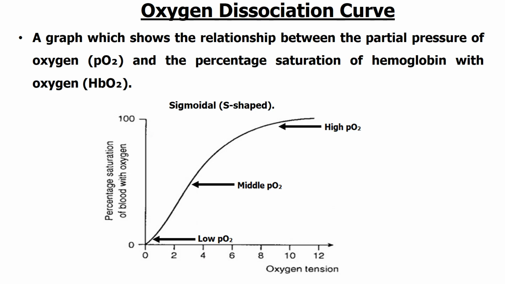Oxygen dissociation curve. This is defined as a graph which shows the relationship between the partial pressure of oxygen and the percentage saturation of hemoglobin with oxygen. Now, if you look at the graph before you, one axis is oxygen tension. You have percentage saturation of blood with oxygen up to 100%. This graph is sigmoidal, meaning S-shaped, with each region having a specific meaning. Now, let's consider the meaning. If you look at the low partial pressure, the middle or the median, and the high partial pressure, let's get to the definitions.